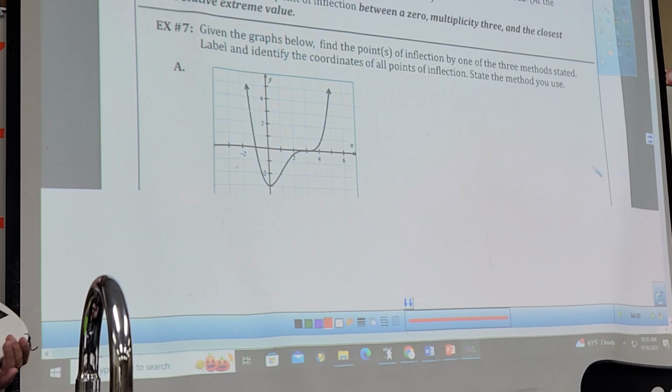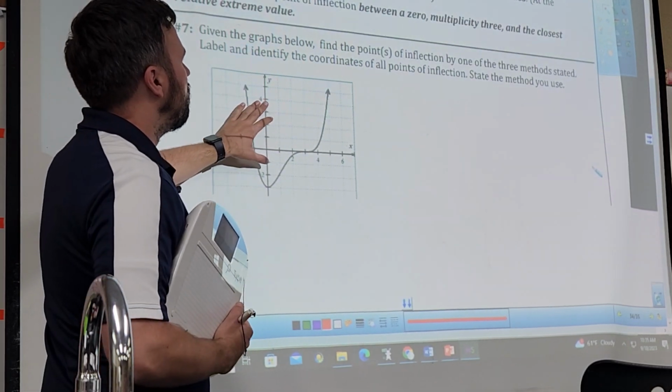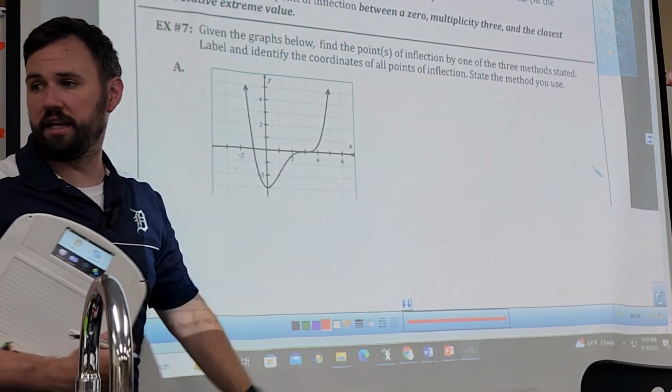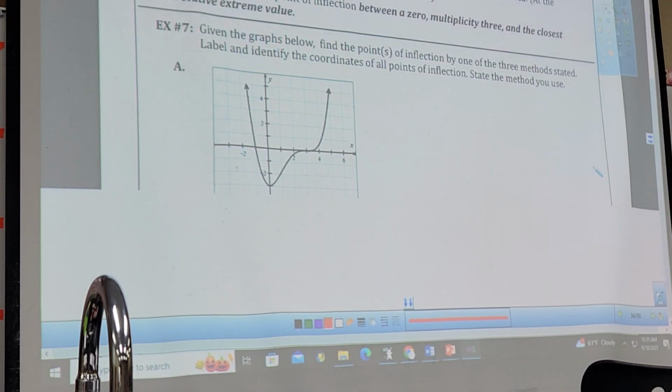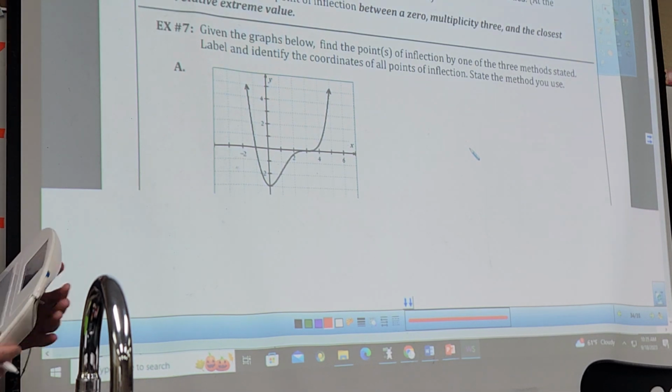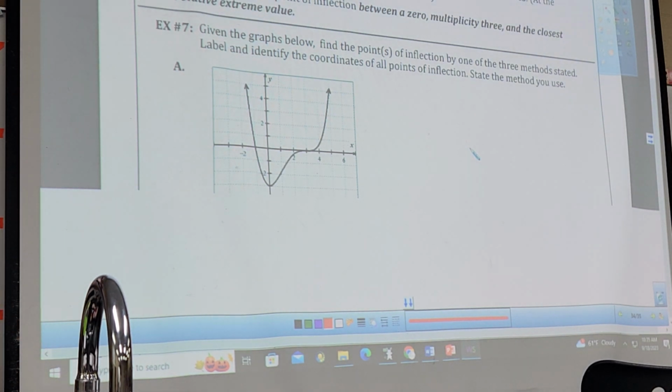Let's look at A. Look at the graph. Find the points of inflection by 1 of 3 rules. Do they even give us the function? They don't. That's cool. So I'll help you because this is going to be new to you. I don't care if you memorize which rules to use, but we've got to be able to find them.